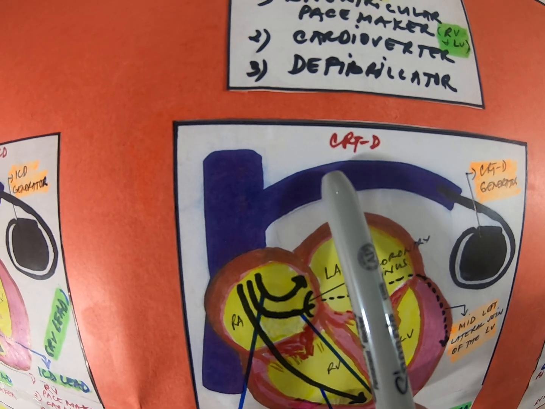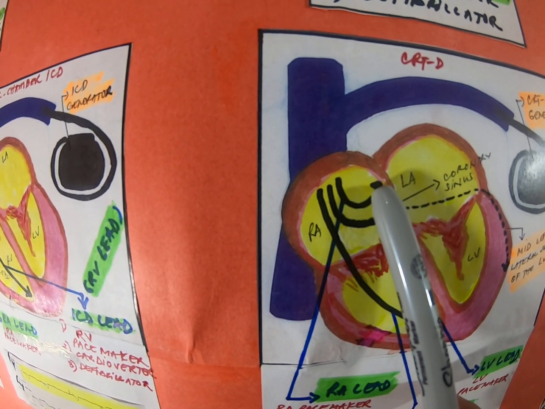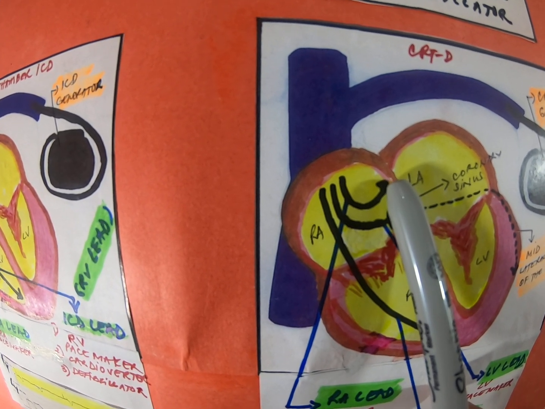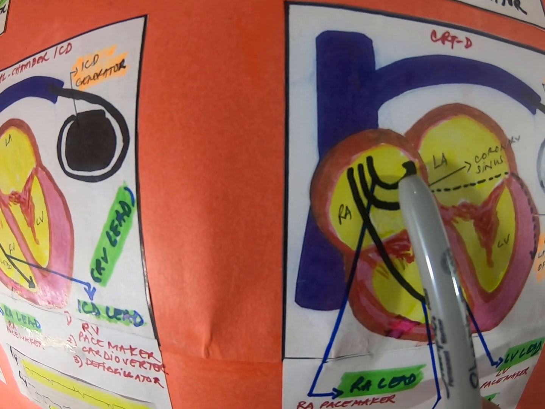It passes the subclavian vein to the superior vena cava. It gets into the right atrium. The right atrial lead gets in. The tip is sitting at the right atrial appendage. Good grip and good bite. And this is our right atrial pacemaker.